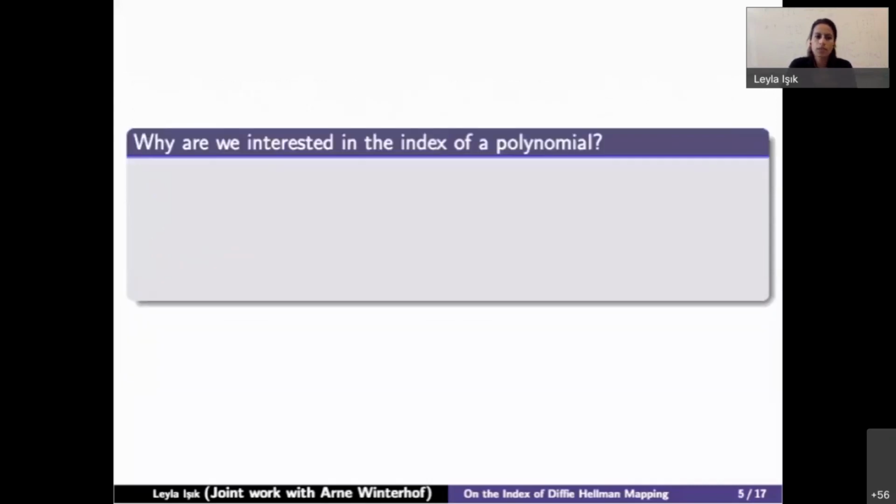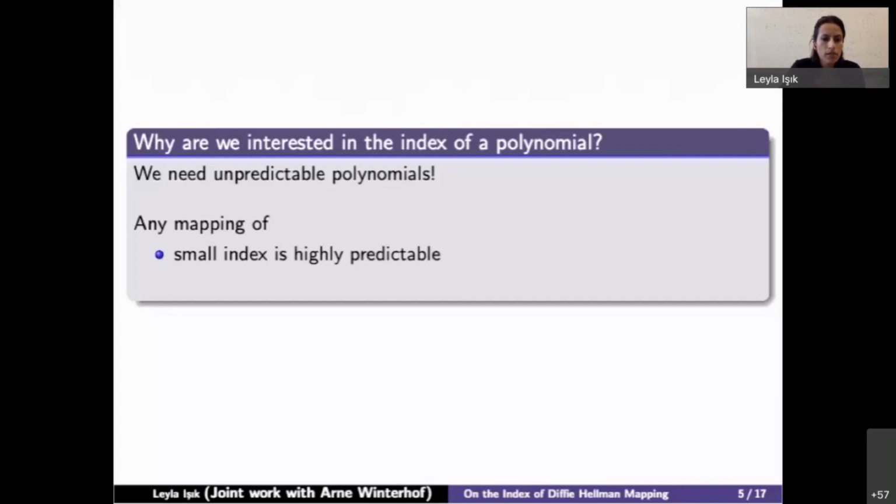We can ask why we are interested in the index of a polynomial. The answer is that we would like to find unpredictable polynomials, which are necessary for cryptographic applications. Any mapping of small index is highly predictable, and any mapping of large index is needed for cryptographic functions.